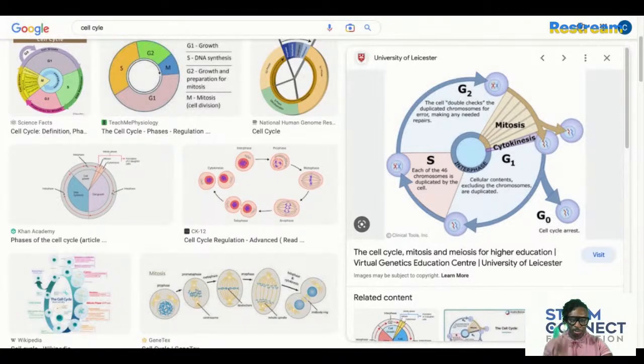All right, just remember, three phases of the cell cycle: interphase, mitosis, cytokinesis. Three phases. And you need to be able to tell what the three phases of interphase are. And that's G1, S, and G2. All right, let's go to the next question.